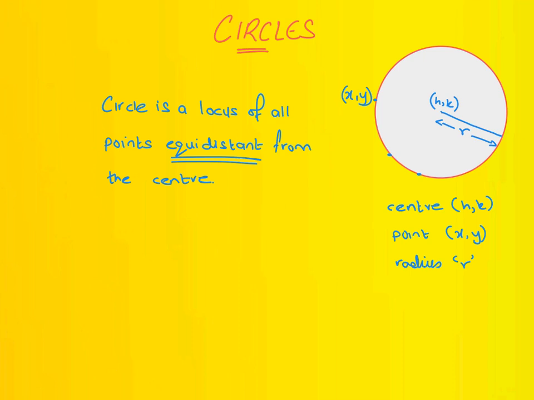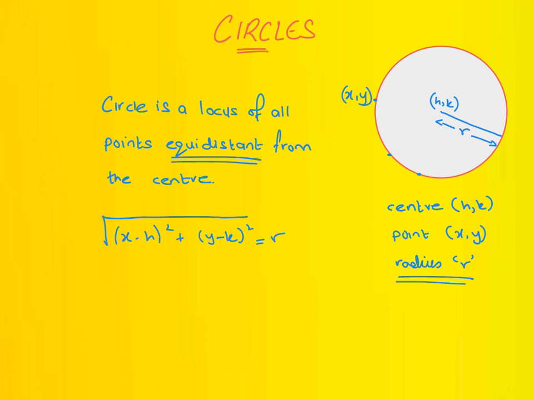Now, using this information, let's try and construct an equation for the circle. We will have to use this property that the distance of any point on the circumference from the center is constant. It's actually equal to the radius. So if I use the distance formula, that's the square root of (x minus h) whole square plus (y minus k) whole square. This is the distance of any point on the circumference from the center. This we know is equal to r.